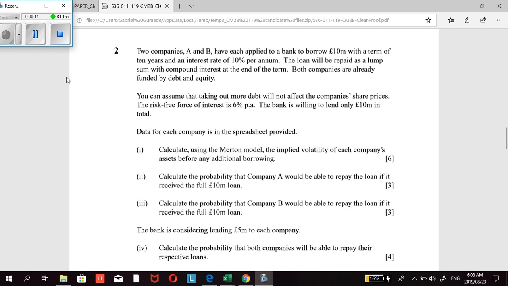So the question I've got here is taken from the April 2019 paper. Let's read the question without wasting any time. Now they're saying two companies A and B have each applied to a bank to borrow £10 million with a term of 10 years and an interest rate of 10% per annum. Okay, so the interest rate on the loan is 10% per annum.